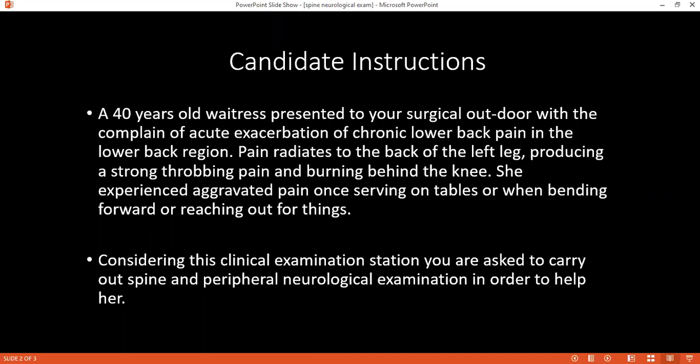Right, so if you have read and understood, considering a clinical examination station, kindly begin. I will wash my hands. I will enter the room. I will introduce myself. Good evening. I'm Dr. Kuldeep, one of the surgical candidates. May I know your name and age, please? Yes, I'm 40 years old, Tina.